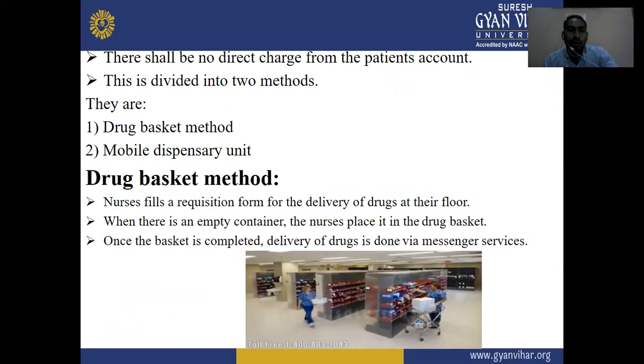There shall be no direct charges from the patient account. No charged floor stock system means no direct charge from the patient accounts. No charged floor stock methods are divided into two methods. The first one is the drug basket method, and the second one is the mobile dispensary unit.